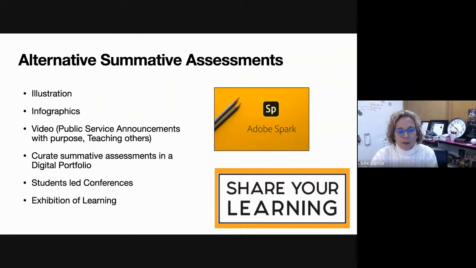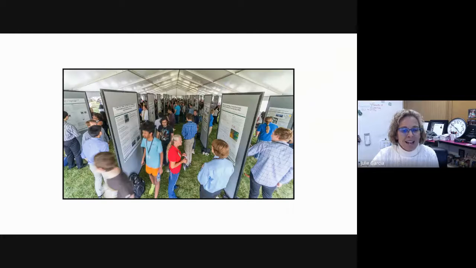So there is a website called Share Your Learning. And it's the whole idea about students really having this purpose to share their learning with an authentic audience and in a way that makes sense to them. Again, trying to find those ways to move beyond that quiz or that test.